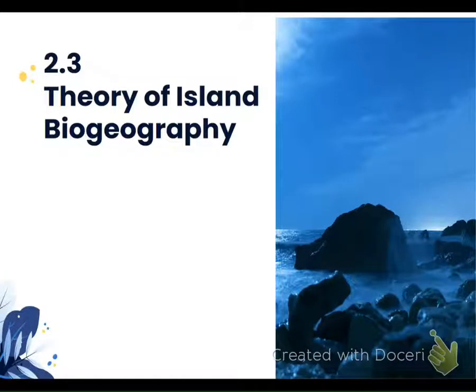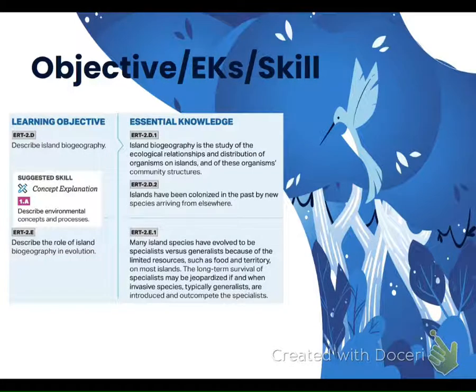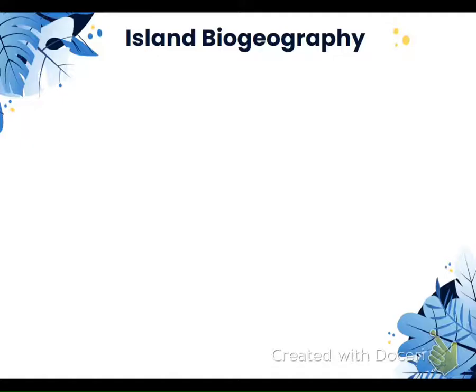Our third lecture in our biodiversity unit is about the theory of island biogeography. If we look at the objectives, one of them is to be able to describe island biogeography and to be able to describe the role of island biogeography in evolution.